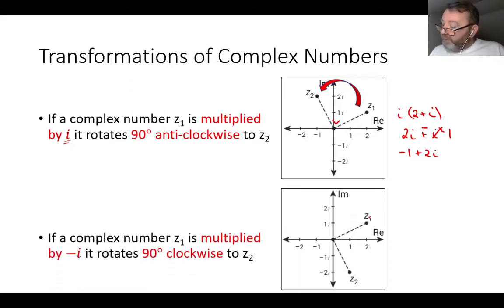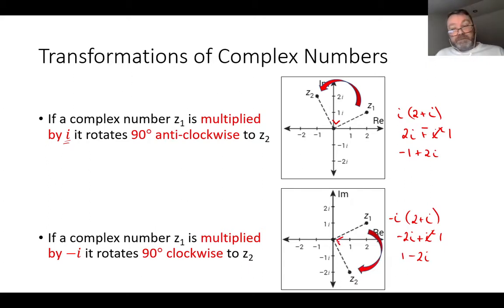So again, we have z1, which is 2 plus i, and this time I'm going to multiply it by minus i. Minus i times 2 is minus 2i, and that gives me minus i by plus i, which is minus i squared, and minus i squared is plus 1. So I get 1 minus 2i, which happens to be down here where z2 is. In this case, notice that the rotation is 90 degrees clockwise. Sorry, I should say, minus i is a 90-degree clockwise rotation.